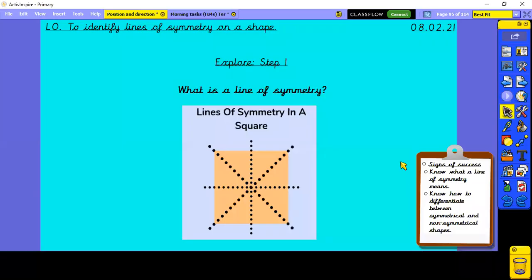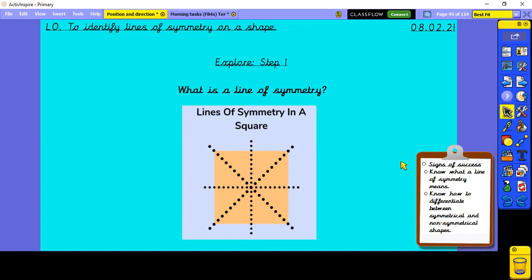Okay, so as I said, we're going to be moving on with position and direction today. Today's lesson is going to be about identifying lines of symmetry on a shape. Before we begin, like usual, I'd like you to pause the video and write the date in yellow nice and neatly in your maths book. The date is the 8th of the 2nd, 21, and the LO is to identify lines of symmetry on a shape. So make sure you do that nice and neatly and underline with a ruler.